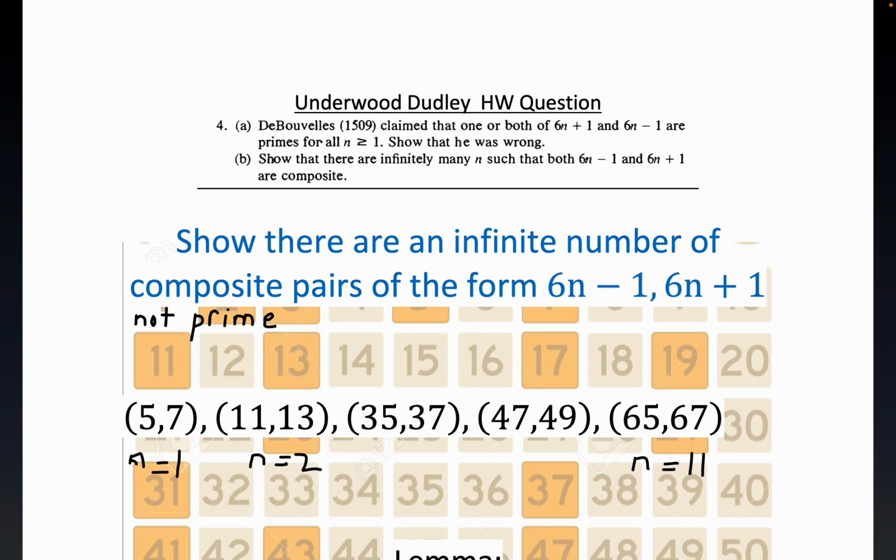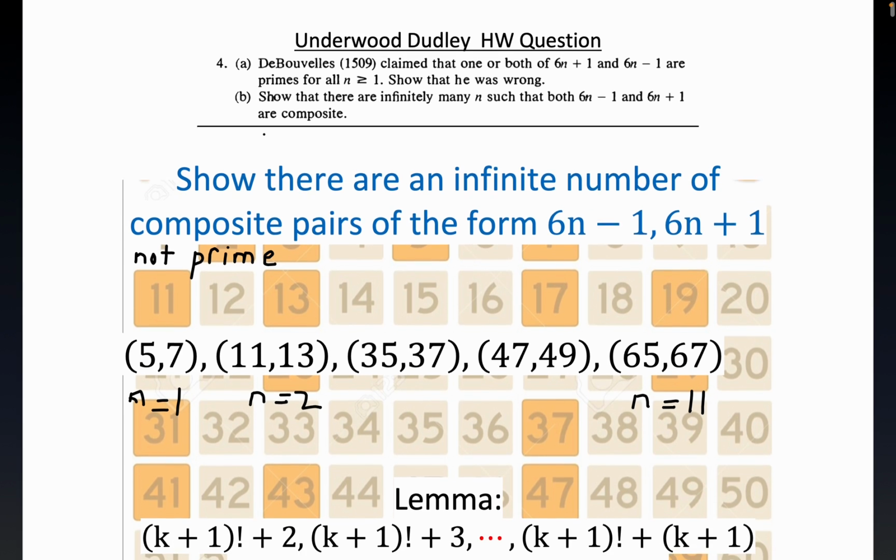So it seems like this guy, this French guy, I guess, had a valid sort of claim. But it turns out it's a long ways from the truth. There's an infinite number of these types that are composite. Both of the numbers are composite, okay? So let's get busy showing that.